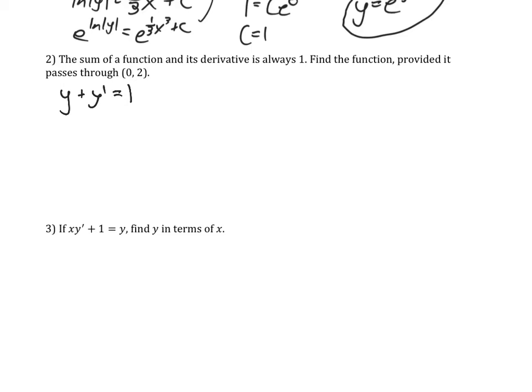All right, hopefully you gave it a shot and you got somewhere. If you didn't get it completely, that's okay. But we're going to follow those same steps. We're going to change y prime into dy over dx. So we get y plus dy over dx equals 1.